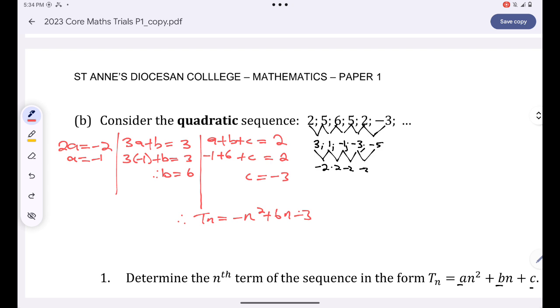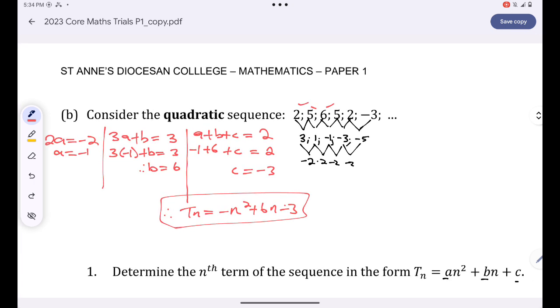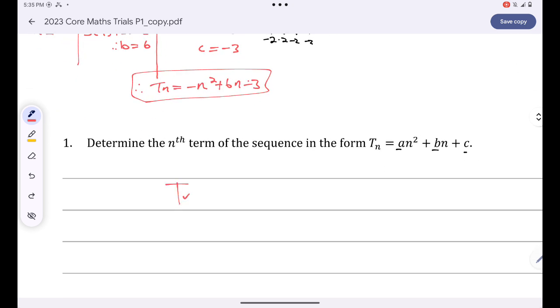Just to prove whether, guys, this thing is correct, please try to generate the first 3 terms. If you find these values, that means your nth term is correct. Whenever I substitute n as 1, I'm supposed to find negative 1 squared plus 6 times 1 minus 3. Yes, the first term is 2. Okay, let's check. Whenever I substitute n as 2, let's go. Okay, the second term is also 5. So this is our nth term, guys. Tn is basically negative n squared plus 6n minus 3.